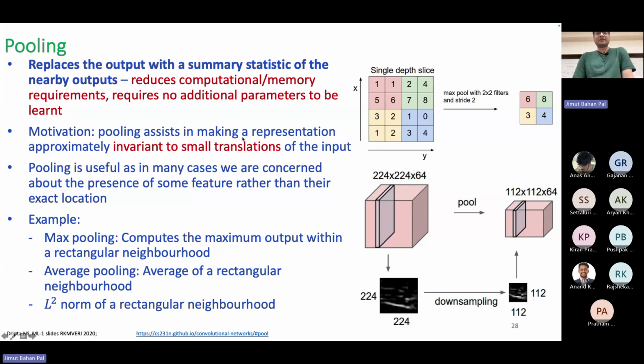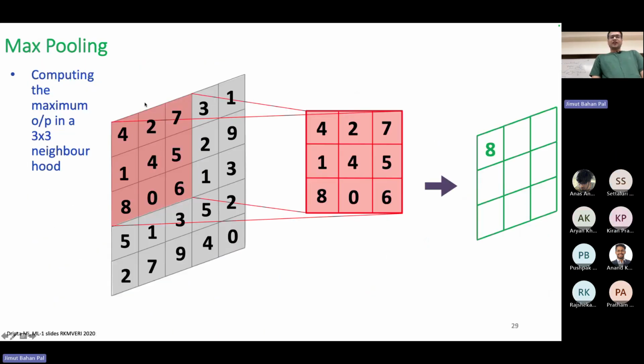Pooling assists in making a representation approximately invariant to small translations of the input. In general, pooling is used because in many cases we are concerned about the existence or presence of some features rather than their exact location. There are different kinds of pooling techniques available. You can use max pooling, you can use average pooling, or you can even design your own, like the L2 norm of a rectangular neighborhood. You can experiment with different pooling, but in general max pooling, average pooling, or global average pooling work well when training deep learning neural architectures. So for example, again, a similar example is there.